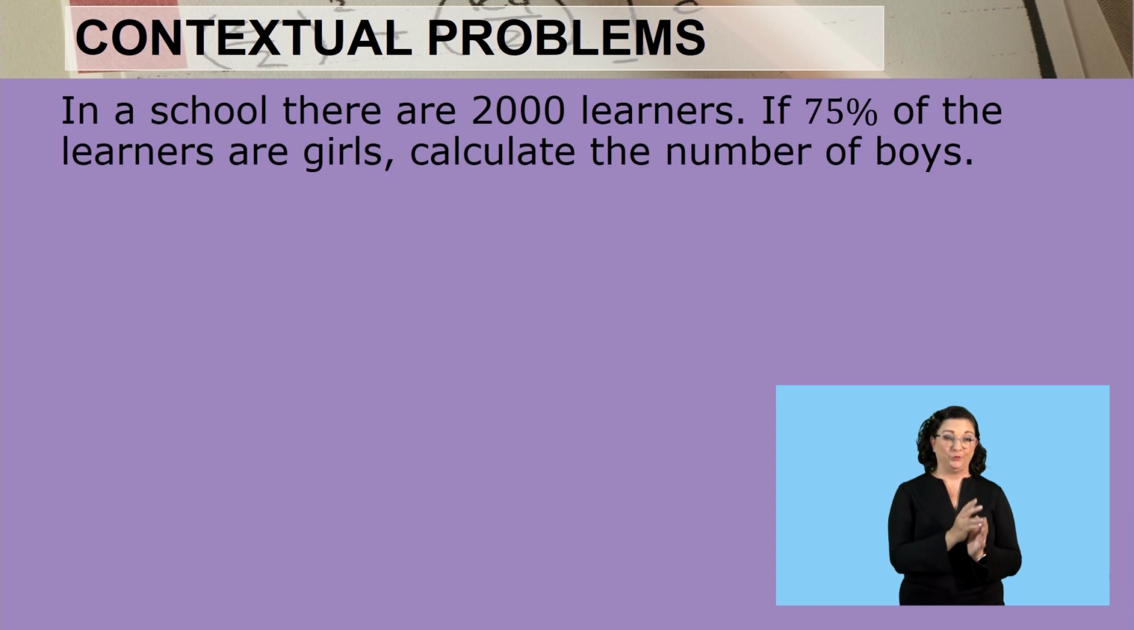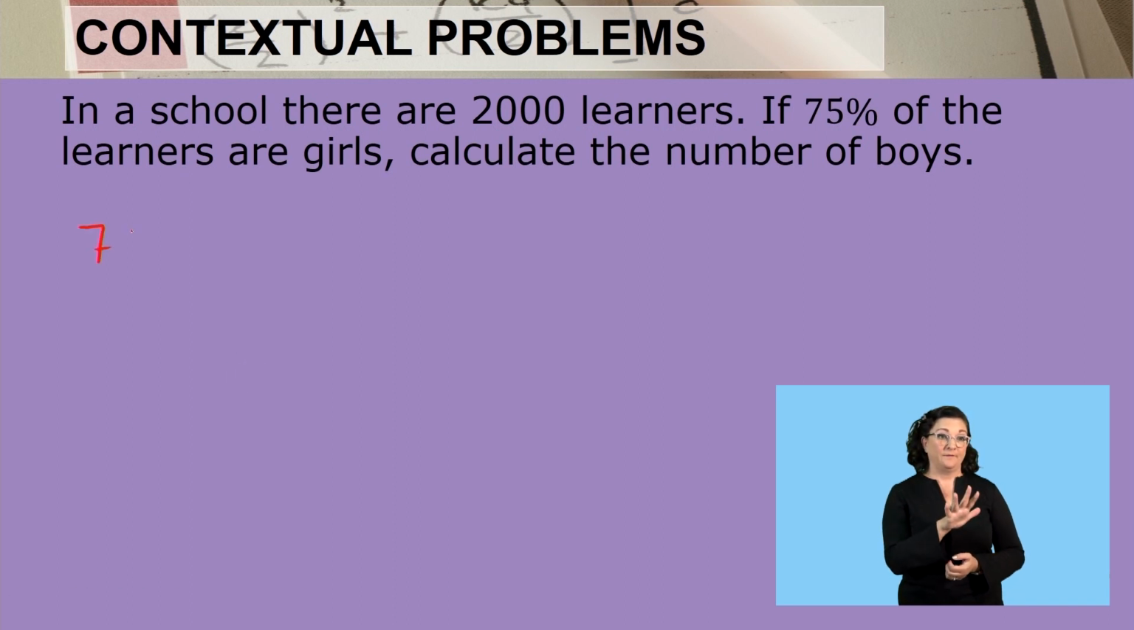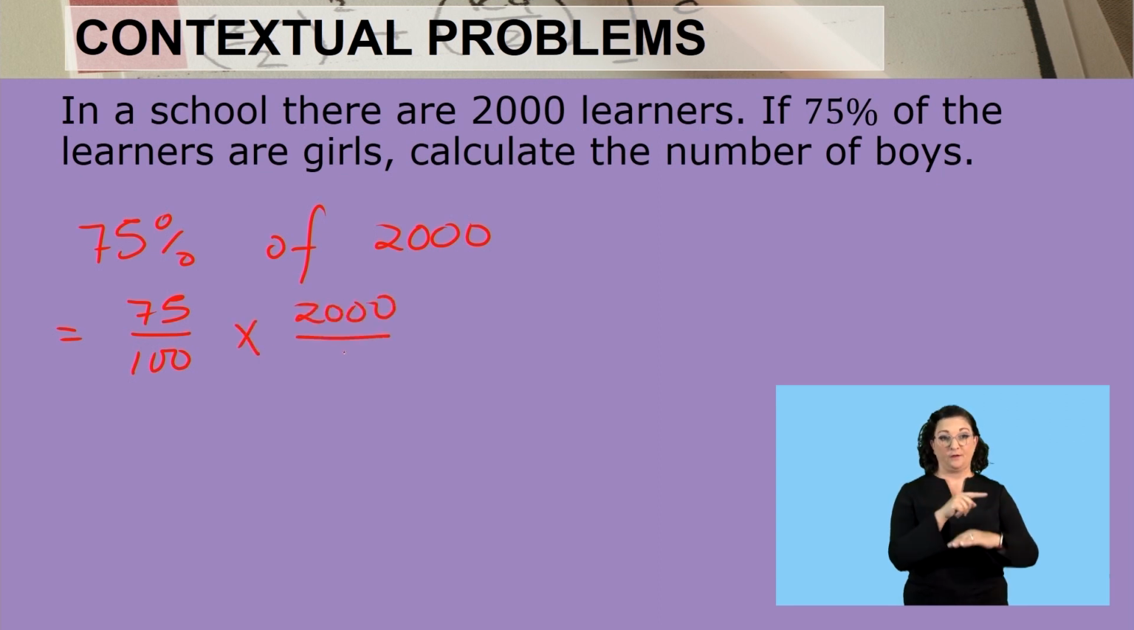In a school, there are 2,000 learners. If 75% of the learners are girls, calculate the number of boys. Firstly, we're going to find 75% of 2,000. Now, what would be 75%? 75% is 75 out of 100. Of means multiply, and this would be 2,000 out of 1. And we simplify the 75 out of 100 for the sake of our calculations. There's 3 25s there, and there's 4 25s there.